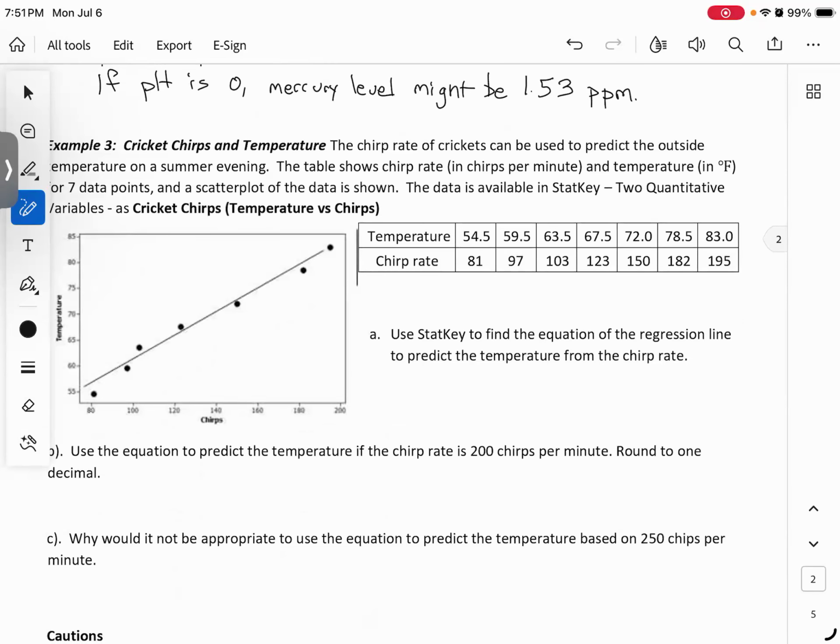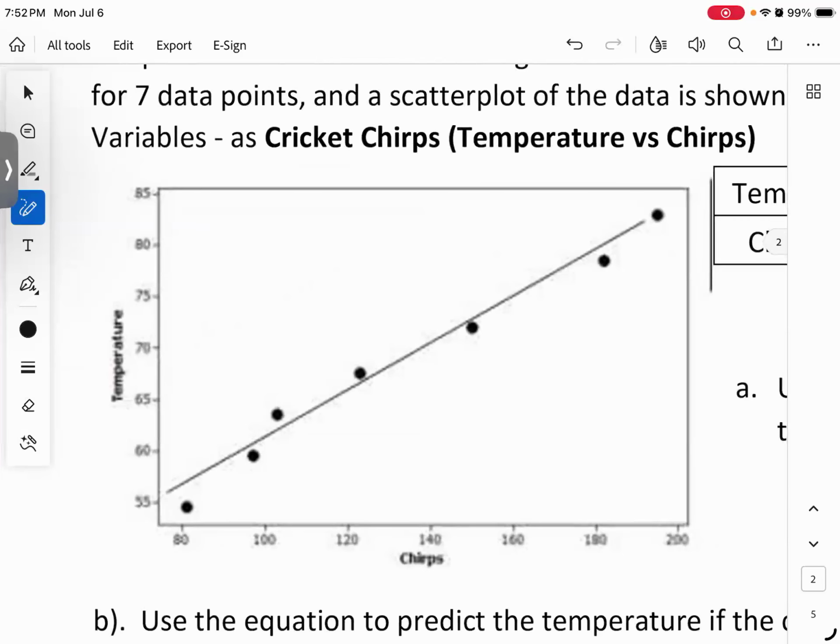Now, this example is going to be an opportunity for us to see where these equations are coming from. There are formulas that you can use to calculate your slope and your intercept, but for us, it's going to be StatKey. StatKey is the one that's going to come up with the line that best models the data, that fits it. And again, it's a formula-based thing to get slope and intercepts. They usually call them beta one, beta zero. But again, we're just going to rely on StatKey to help us with that.